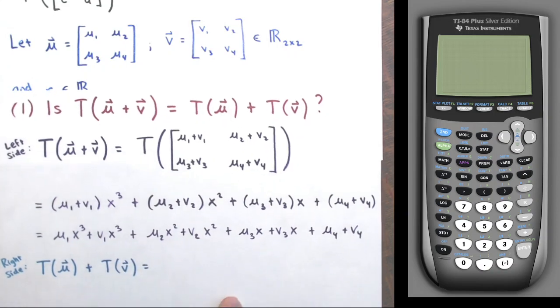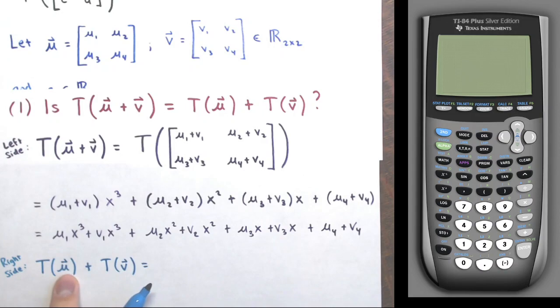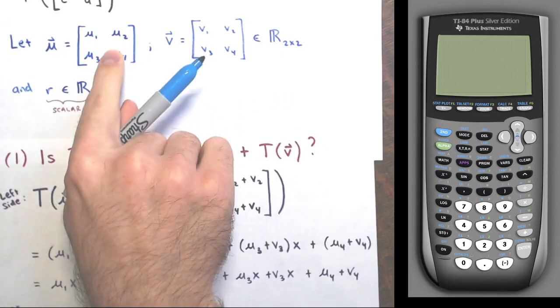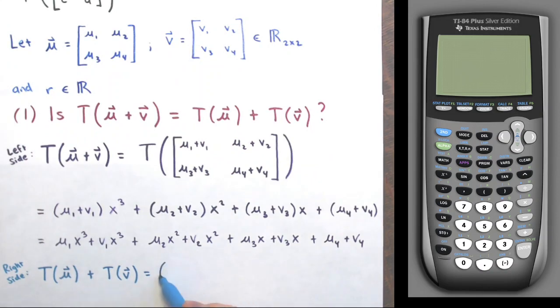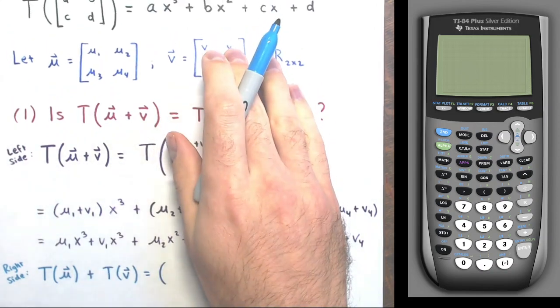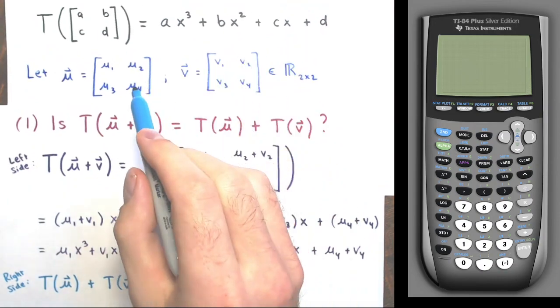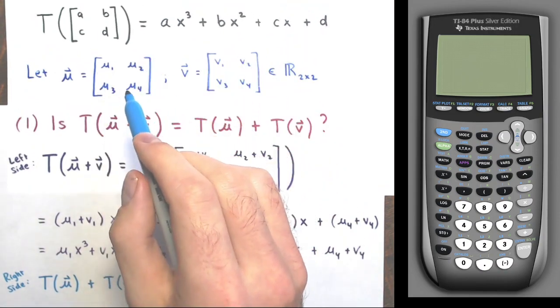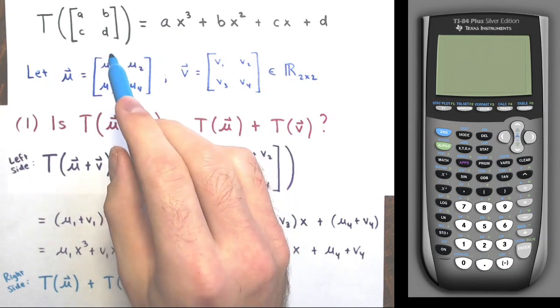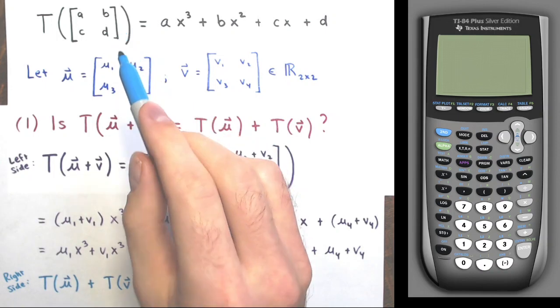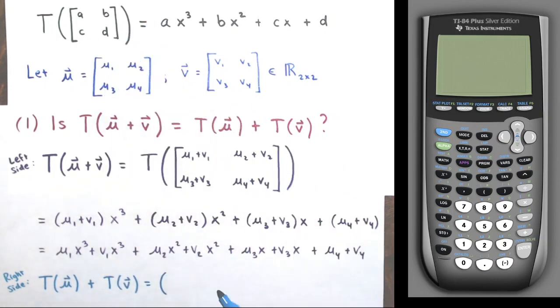All right, so in this case, I apply the transformation to vector u, and that would give me T of u. Here's the rule again up here, and here's vector u, a 2 by 2 matrix with u1 through u4. If I apply T to this matrix, that means u1 replaces a, u2 replaces b, u3 replaces c, u4 replaces d. So T of u is u1 x cubed plus u2 x squared plus u3 x plus u4. That's T of u in the parentheses I've got here.